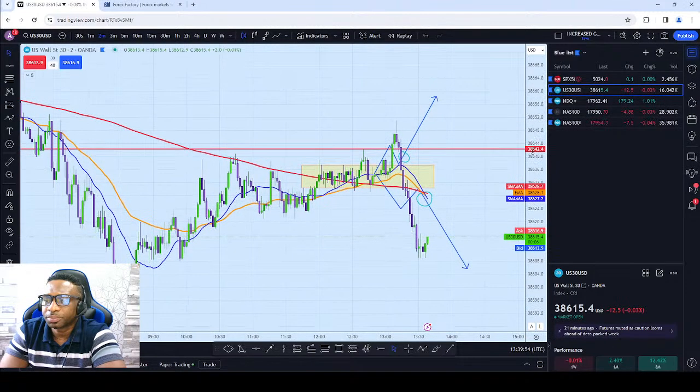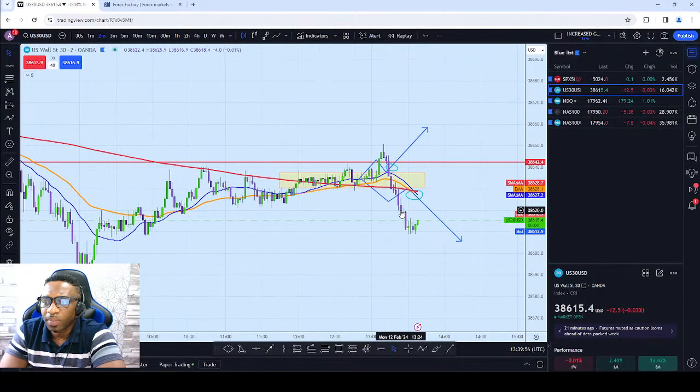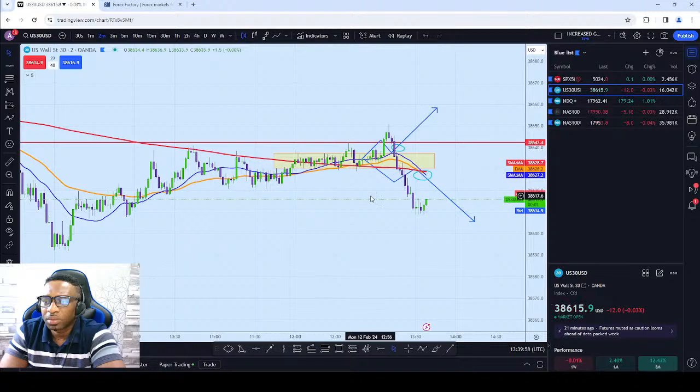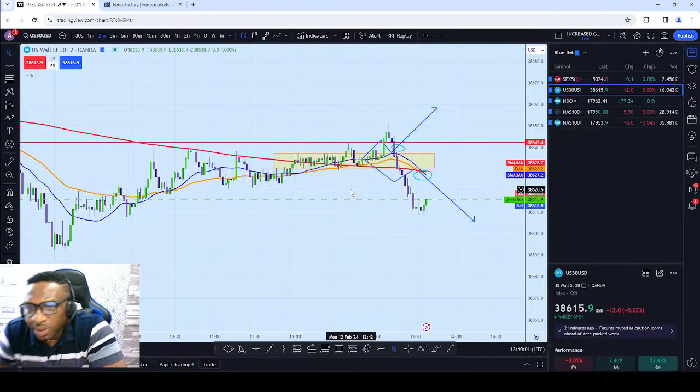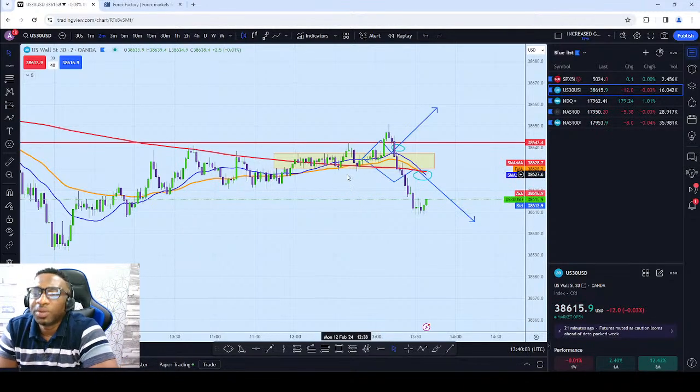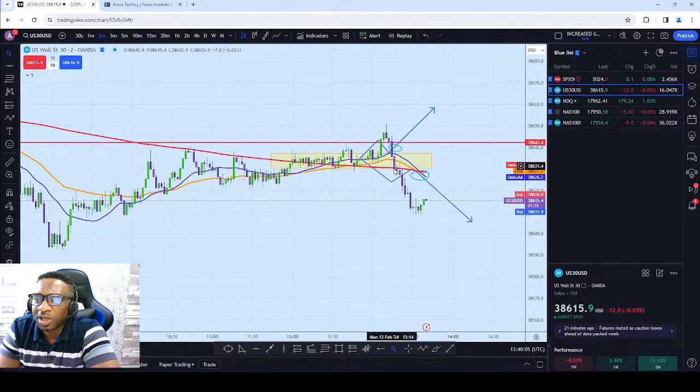Okay. So looking at the way it's looking now, the downside looks more appealing, but nevertheless we will see. Let me check out this.